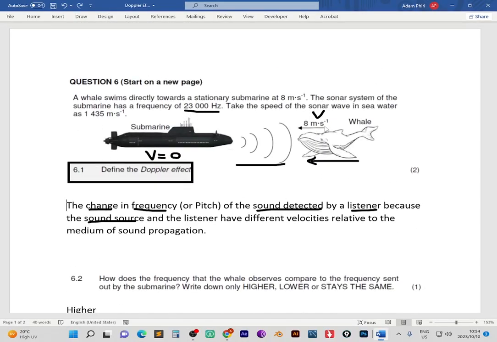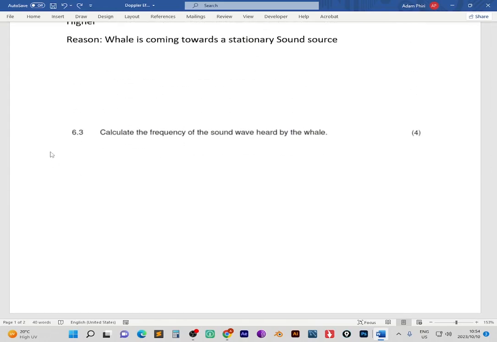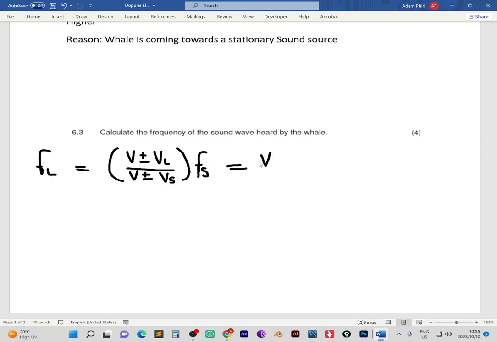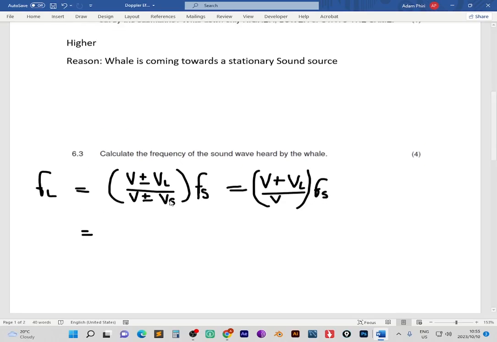And then we look at the situation here where we're supposed to calculate the frequency of the listener. We use the generic equation: (V plus or minus VL) divided by (V plus or minus VS), where VS is the velocity of the source and VL the velocity of the listener, multiplied by the frequency of the source. And then we have to simplify that, because for the plus or minus we should choose an option, which is going to be plus, because the source is stationary. Then we multiply that by the frequency of the source.